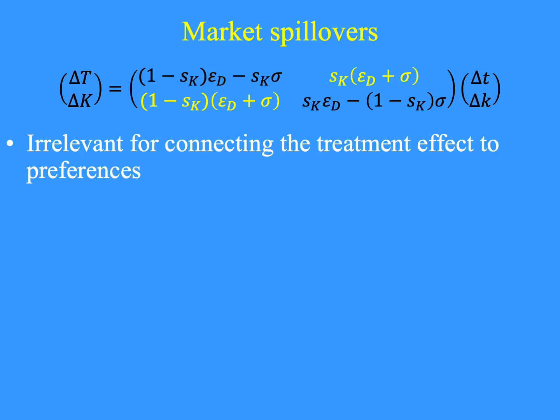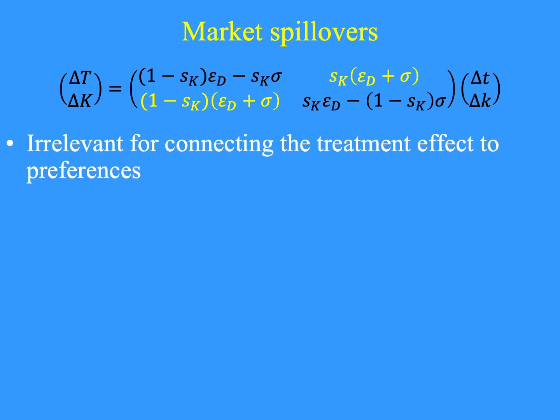Here is the full substitution matrix. The diagonal is the own price elasticities of demand. The off-diagonal elements are the cross-price elasticities. In econometrics terms, those are the spillovers. The spillovers are irrelevant for connecting the treatment effect to preferences. The treatment effect is just sigma, regardless how much spillover there is.